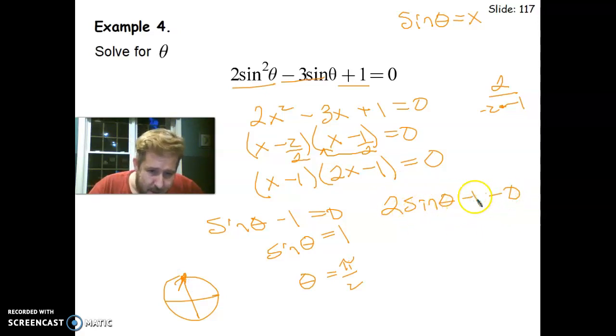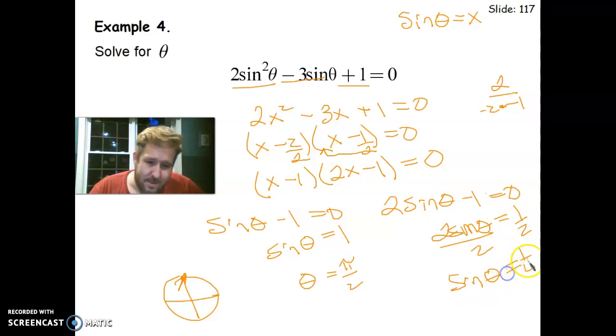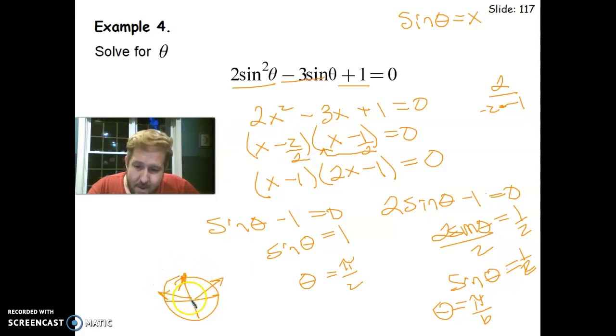Now over here, so we add 1 to both sides, we get 2 sine of theta equals 1, divide both sides by 2. When does sine of theta equal 1/2? And that's that special one that I always refer to. That's 30 degrees, or pi over 6, is one of the answers. Now, sine can also be positive not just in the first, but also in the second quadrant. So 5 pi over 6 is the other answer. So 2 solutions because there's 2 places where sine can be positive.